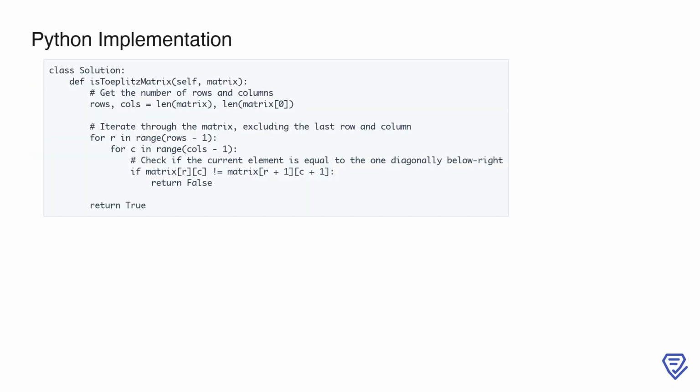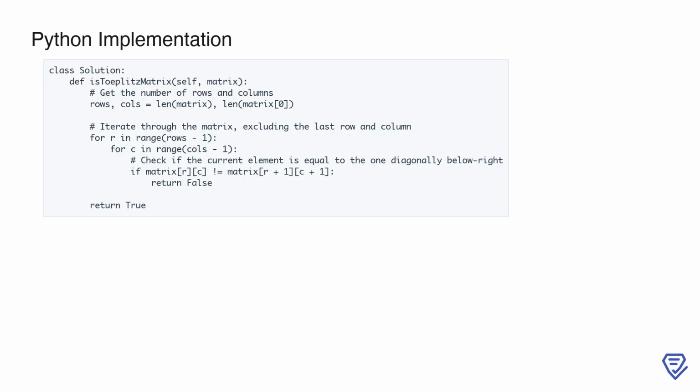This Python implementation checks whether a given matrix is a Toeplitz matrix. The function isToeplitzMatrix takes a 2D list, matrix, as input and returns a Boolean indicating whether the matrix satisfies the Toeplitz condition. First, we calculate the number of rows and columns in the matrix using the len function. This is necessary to know the boundaries of the matrix for iteration.